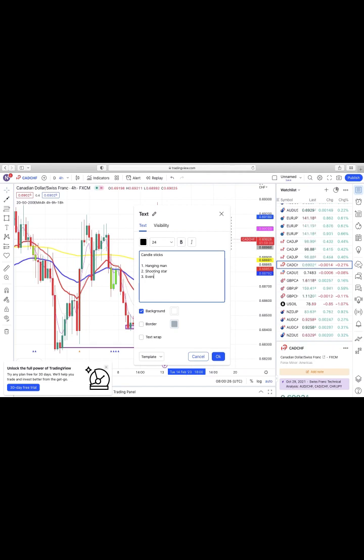The other one I want to talk about is the evening star. These ones are just assignments I'm giving you, but we'll talk about them. The fourth one is the dark cloud cover. And the fifth one is the bearish engulfing candle.